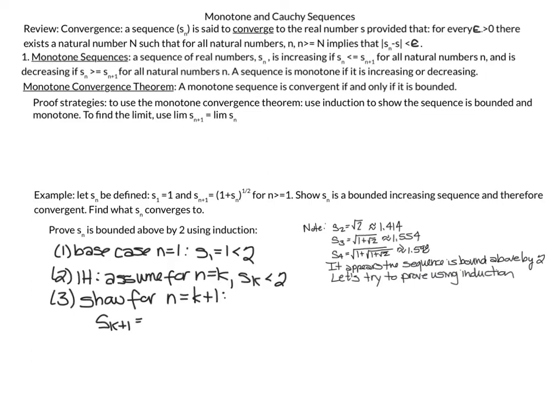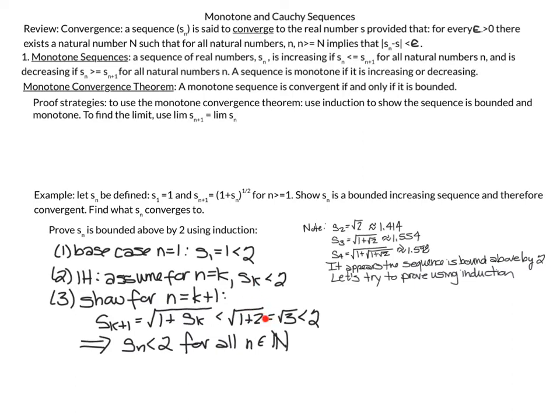So we're going to look at what S(k+1) is equal to. Plugging in our formula, S(k+1) is equal to the square root of (1 + Sk). And now here, we're going to use our inductive hypothesis. We know something about Sk, and that is that it's less than 2. So that means the sum inside the square root is going to be less than 1 plus 2, which means the square root is going to be less than the square root of (1 + 2). And again, we got from here to here by using our inductive hypothesis.